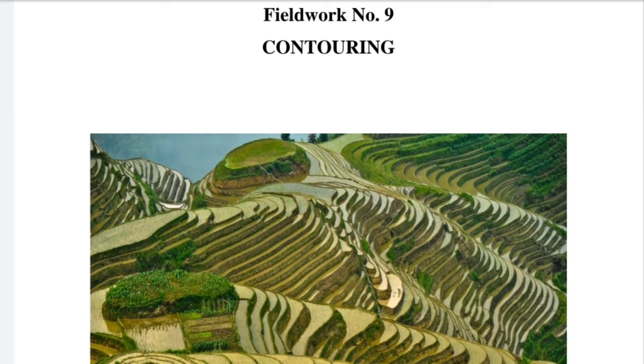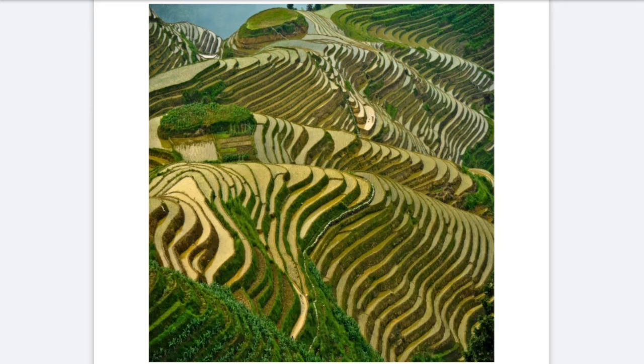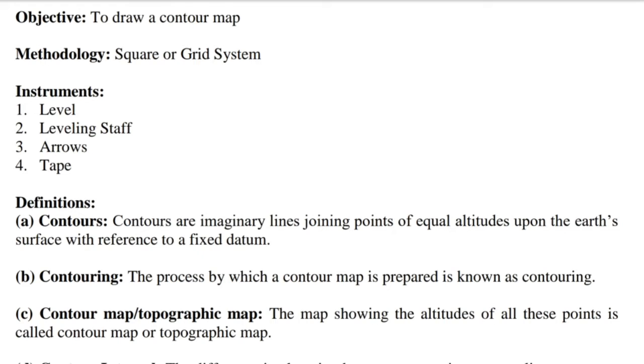Today we will learn contouring. Objective: to draw a contour map. Methodology: square or grid system. Instruments: 1. Level. 2. Leveling staff.